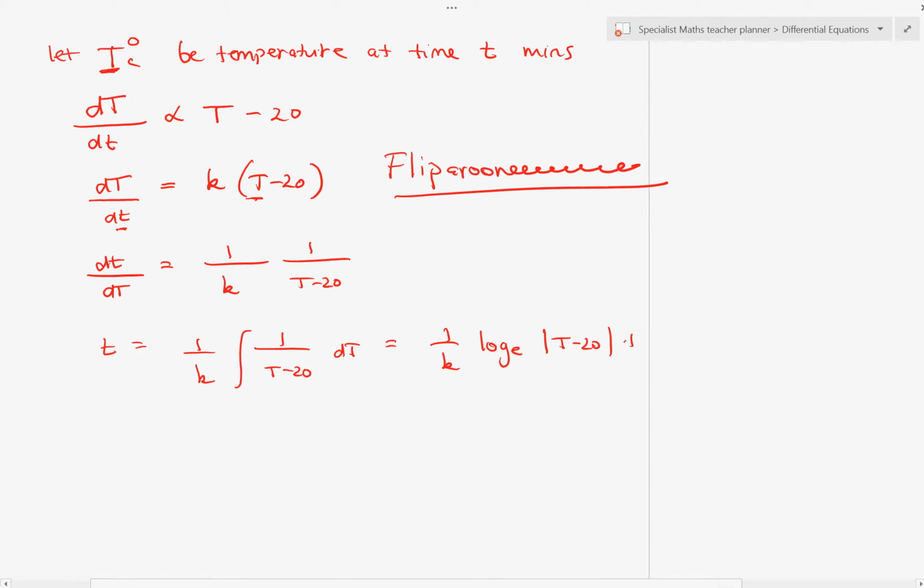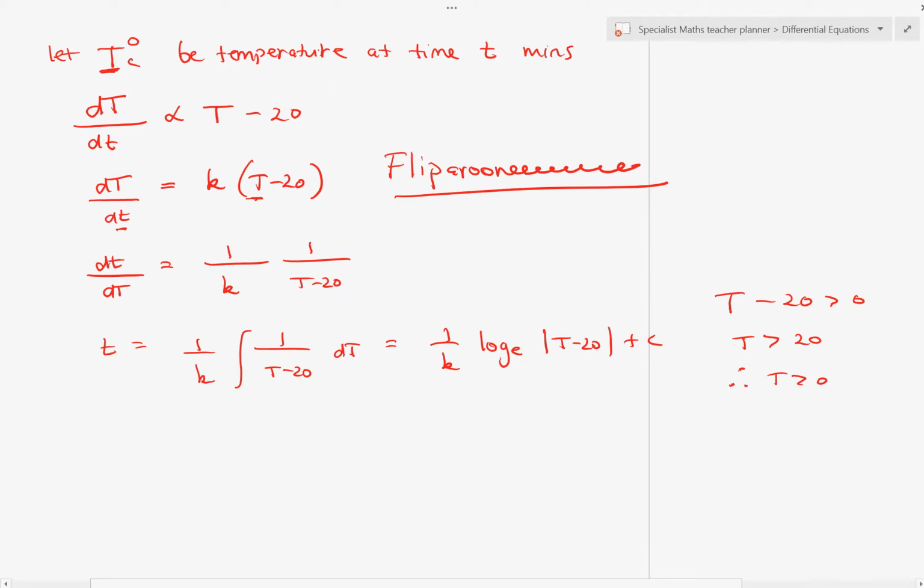Yep. Plus c. Now, what am I missing out on now? What do I have to say? Isn't big T minus 20 greater than something? It has to be greater than 0. Thank you. So therefore, doesn't T have to be greater than 20? So this is only for up to room temperature. Is that saying it can't become colder than room temperature? That's right. It can't become colder than room temperature.